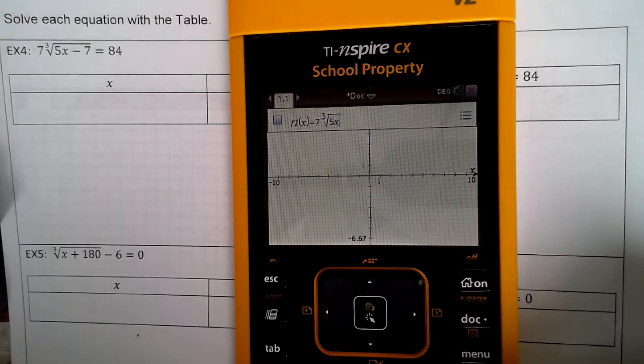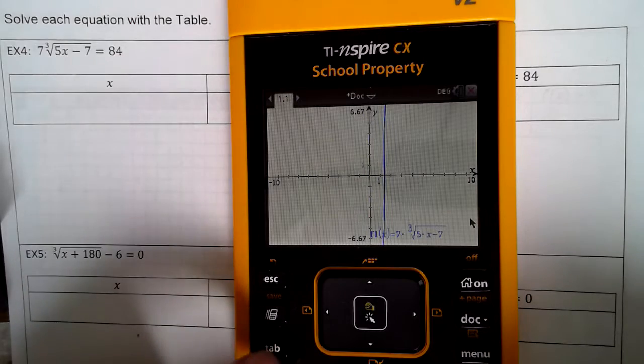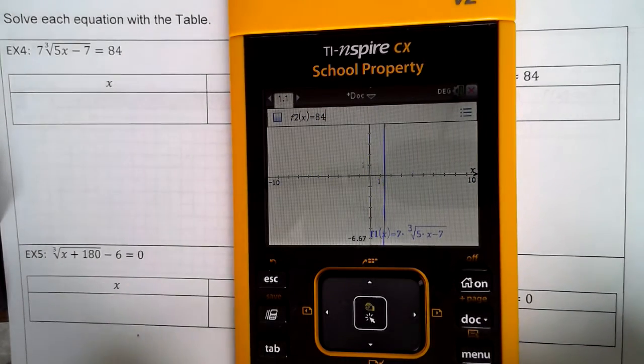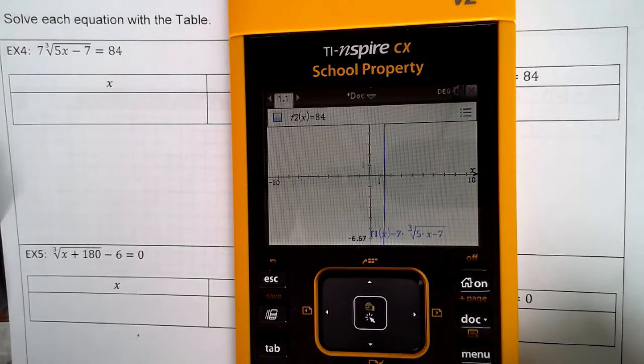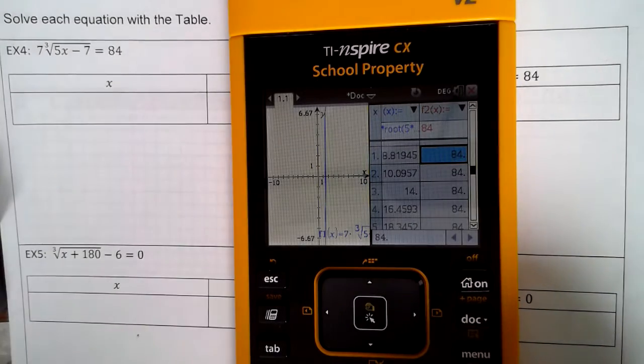Press tab, 84. Now when you're using a table, you want to graph the left side and the right side, okay? Enter. Press control T. Click to the right. Now, the solution is where the left side and the right side are both equal. So we're going to keep going until we get them to be the same.